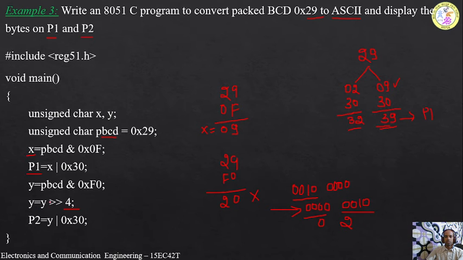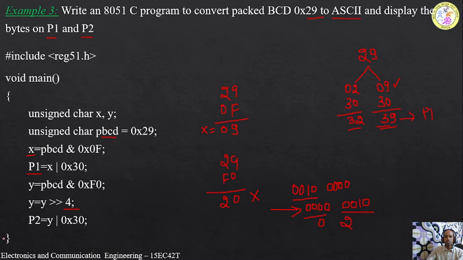So when you do y right shift with 4, this number will be changed to the next position. Therefore 20 becomes 0 2. Now do the OR operation with 30. The result 0 2 will be stored in variable y. Take that number, do the OR operation with 30. So 0 2 OR with 30 is nothing but 32.